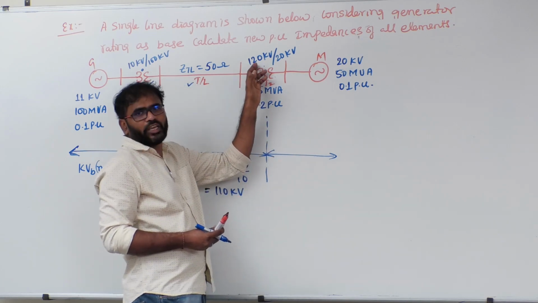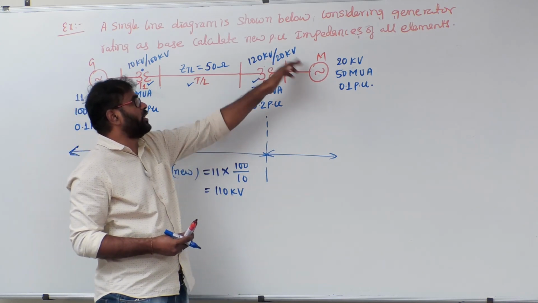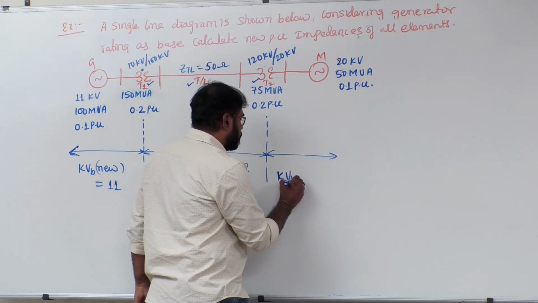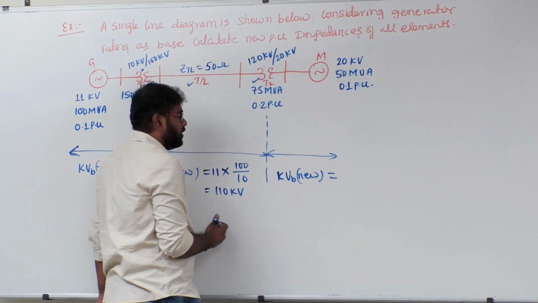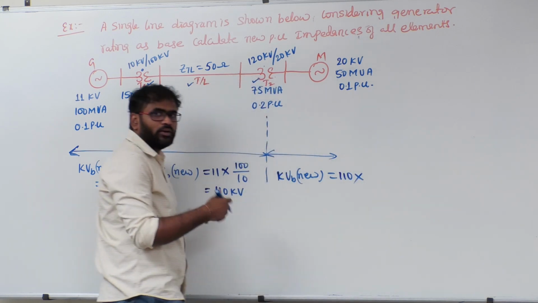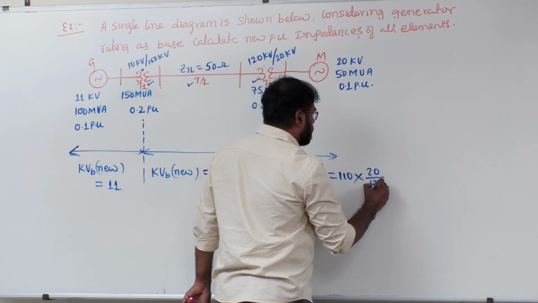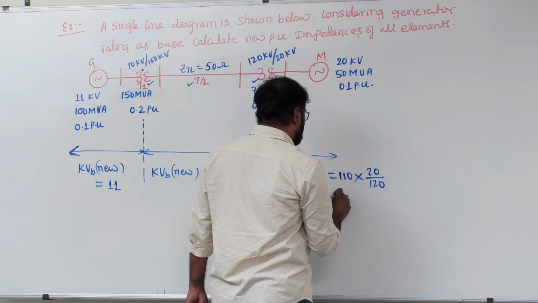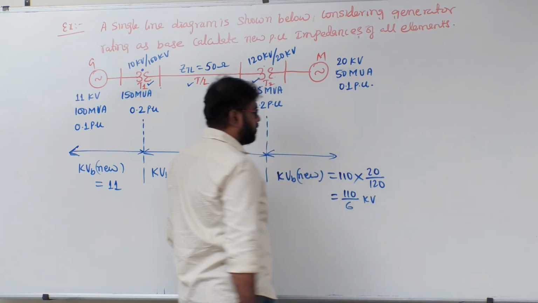But here 120 kV is the high voltage. On the 120 kV side, what is the KVB new? 110 kV. And on the 20 kV side, what is the KVB new? I need to calculate. For that, KVB new on this circuit will be, KVB old on this circuit is 110, and you need to use the transformation ratio of the transformer, 20 by 120. 20 by 120 means this is 6. That means 110 by 6 kV.